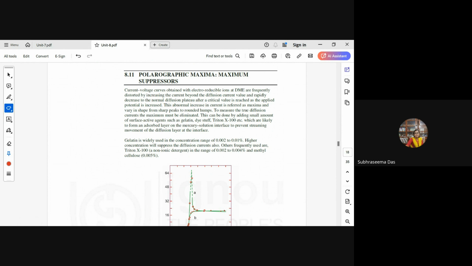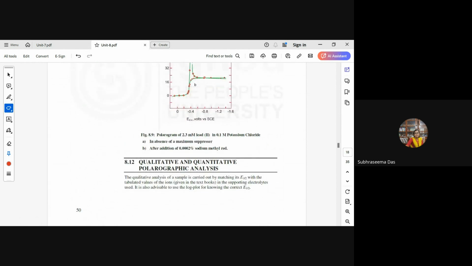So, gelatin is a widely used surfactant or surface active reagent to prevent such streaming of the movement at the interface during the polarographic measurement process. Gelatin at a higher concentration also suppresses the diffusion current. Triton X-100 has also been used.